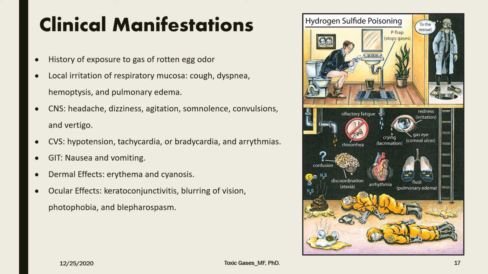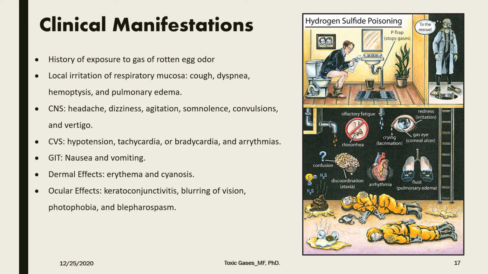The clinical manifestations will include history of exposure to gas with rotten egg smell. There will be local irritation of the respiratory mucosa in the form of cough, dyspnea, sometimes hemoptysis, progressing into pulmonary edema. Central nervous system manifestations will include headache, dizziness, convulsions, sometimes vertigo. Cardiovascular manifestations will include hypotension, tachycardia, or any kind of arrhythmias.